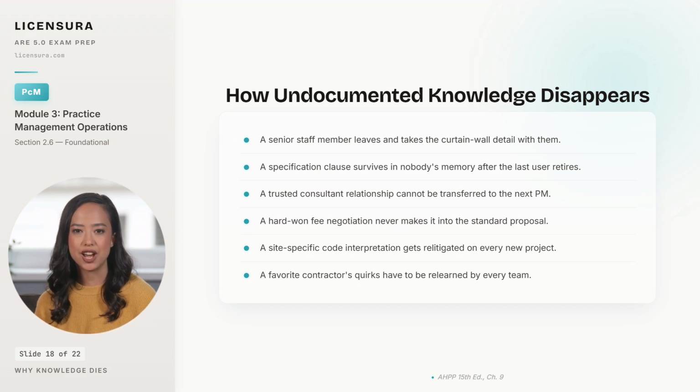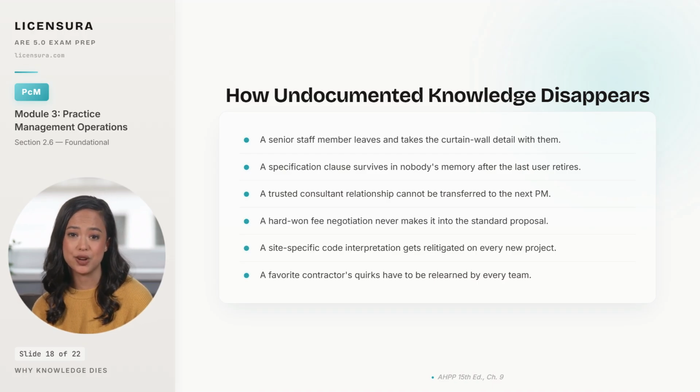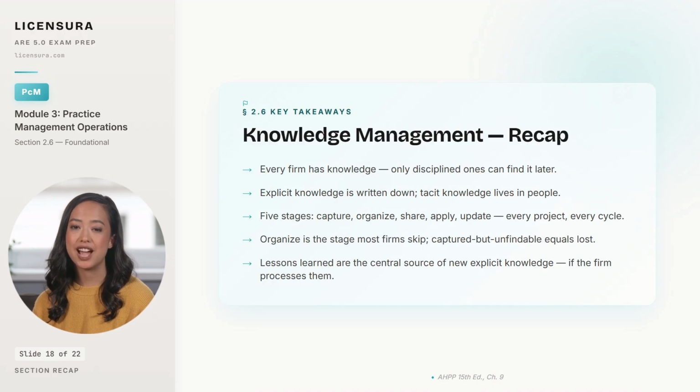And a favorite contractor's quirks, how they handle RFIs, what they want in a submittal, have to be relearned by every team because the institutional knowledge was never institutional in the first place. The closing question is whether the lessons captured at the end of each project ever change how the next one starts. 5 takeaways from knowledge management.